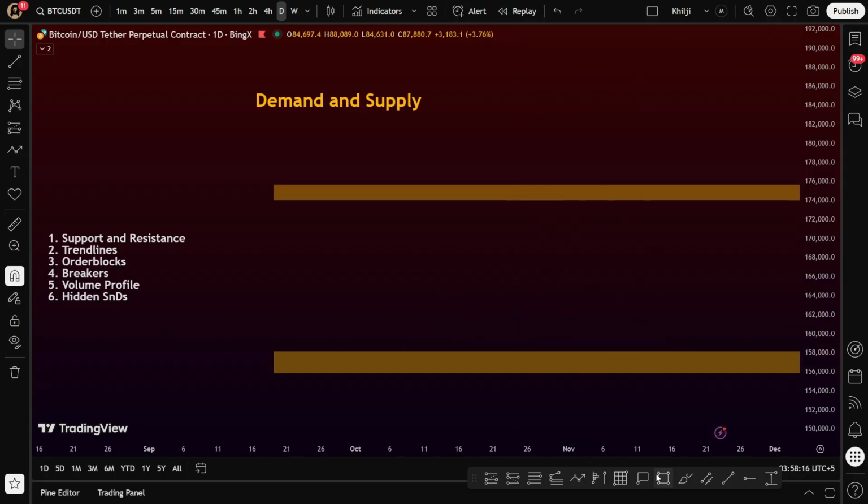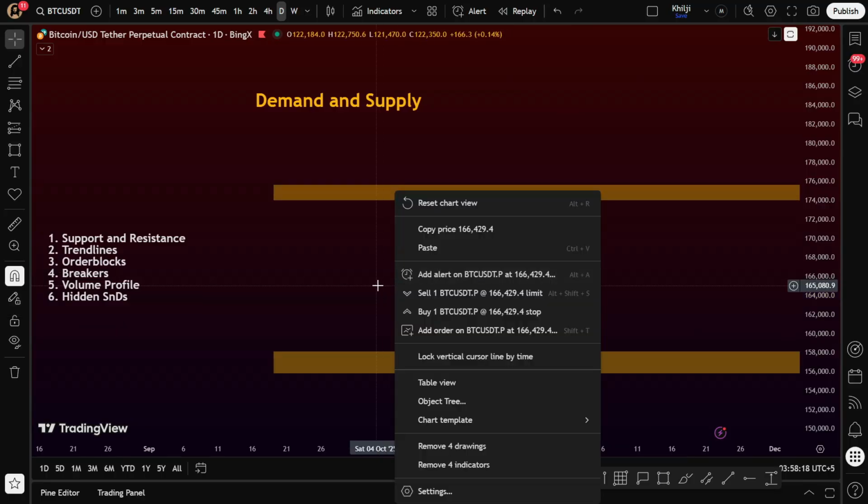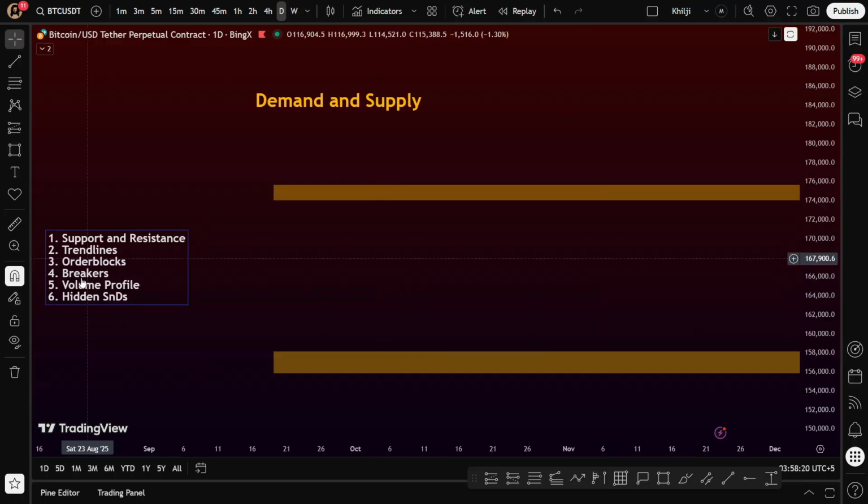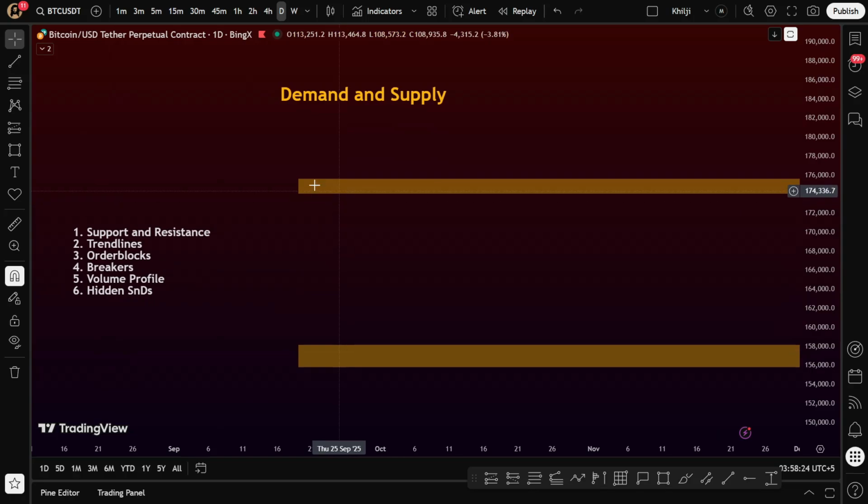Then we have order blocks. So order blocks, I will actually teach all of that in the charts. I have given you the basic theory of support and resistance. I'll show you all of these things on the charts now. So let's go. Let's first see what order blocks are.